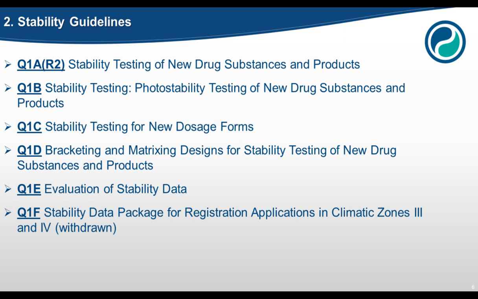Stability requirements are also written into the government laws. For example, here, Q1A actually is the most important document, which deals with the stability study design, storage condition, and sample testing intervals and submission requirements. And other ICH guideline documents, as their titles indicate, address specific areas in the stability study and provide regulatory guidance to the industry. And Q1F here I just want to mention, discusses the stability data package and the registration applications in climate zones 3 and 4.